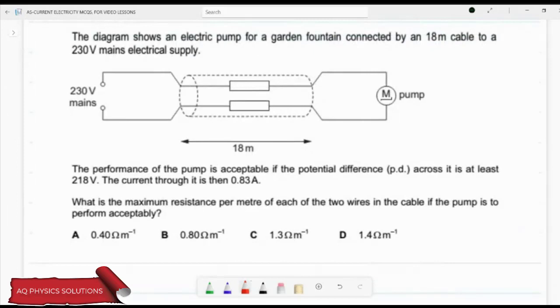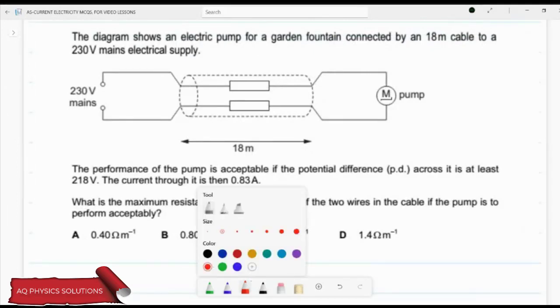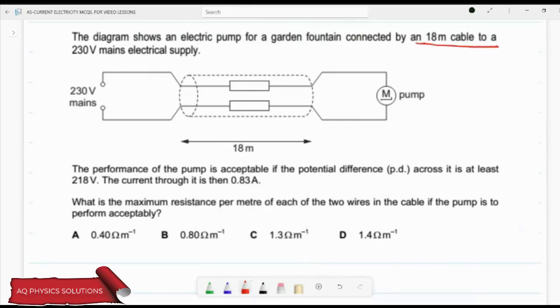So in this question, the diagram shows an electric pump of the garden fountain connected to an 18-meter long cable. The cable is 18-meter long, and it is connected to a 230-volt mains electric power supply. These are your main electric power supply input voltages, and there is an 18-meter long wire on one side and an 18-meter long wire on the other side, and this is going to deliver the power supply to the pump.